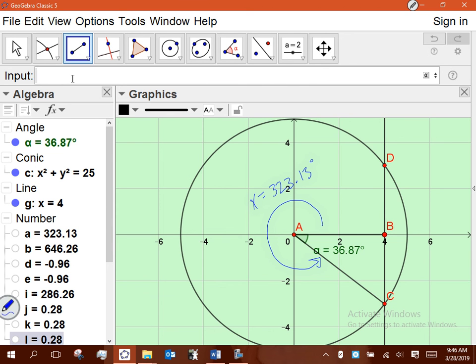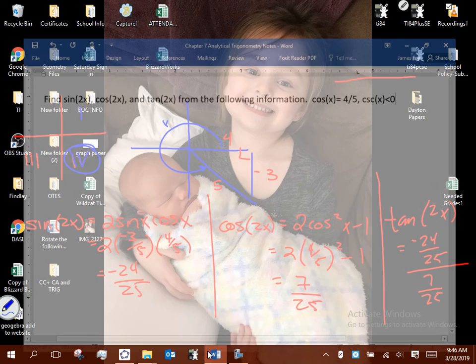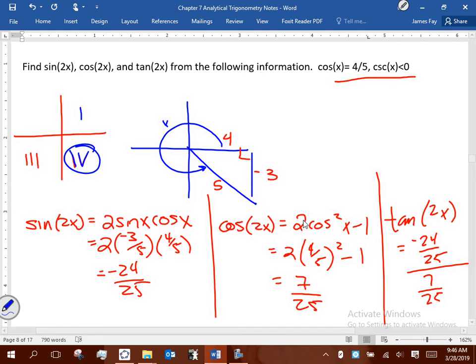Okay. And then obviously the same thing's going to happen for the tangent. But that's what I want you to understand about what's going on when we do these formulas and we get those answers real fast. So we know the formulas, just plug it in and evaluate, right? I want you to understand what that negative 24/25 represents. I want you to understand what the 7/25 represents.